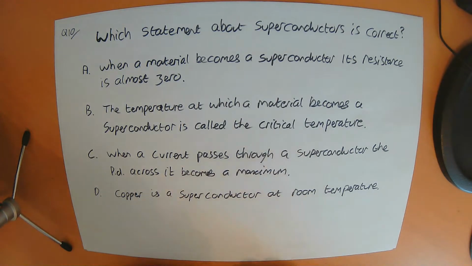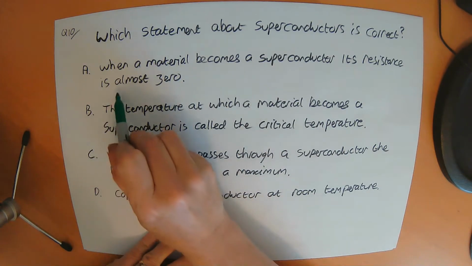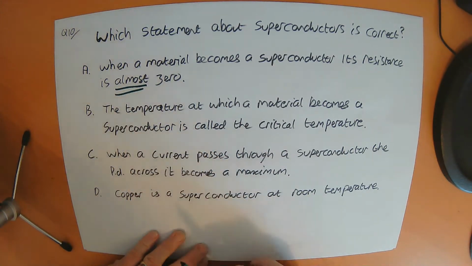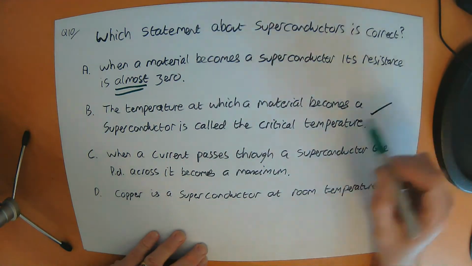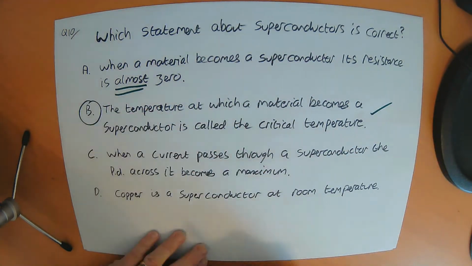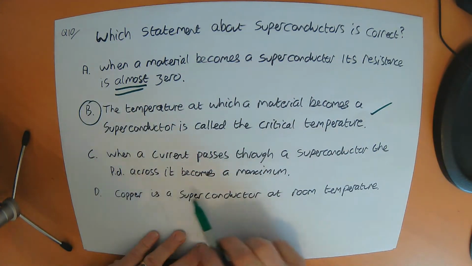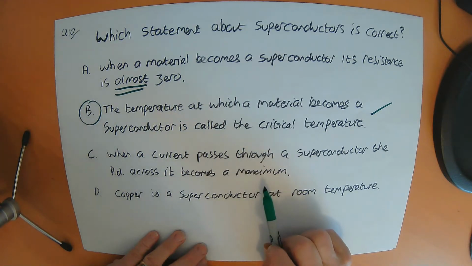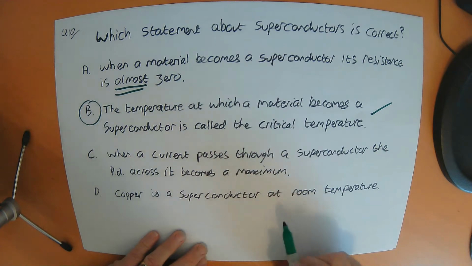Okay, question 10 is about superconductors. When a material becomes a superconductor, its resistance is almost zero. This is the distractor. The resistance of a superconductor is absolutely totally zero. This one is correct. This is the right answer. The PD across the superconductor when it passes a current is zero because it has no resistance, and nothing is a superconductor at room temperature.